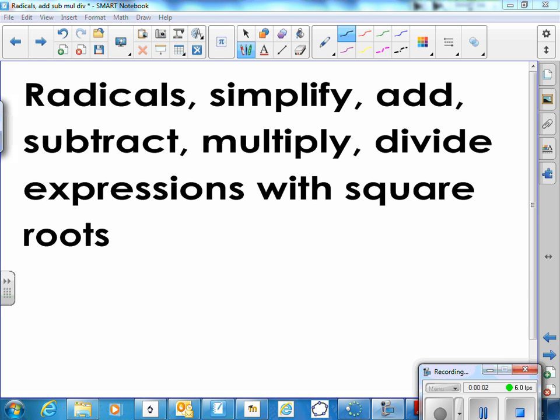In this video, we'll work with radicals. We'll simplify, add, subtract, multiply, and divide expressions with square roots. That's what radicals are. Let's review a little bit.